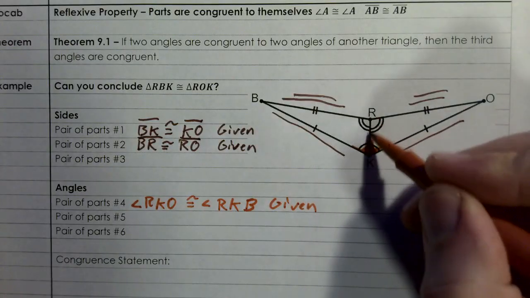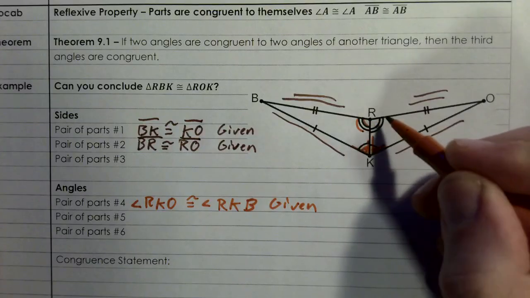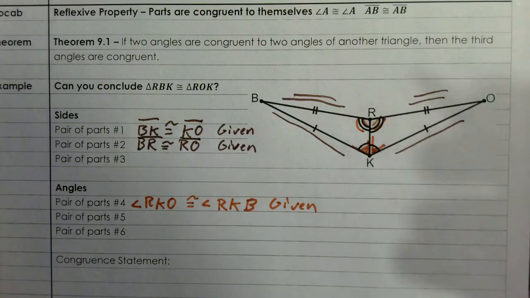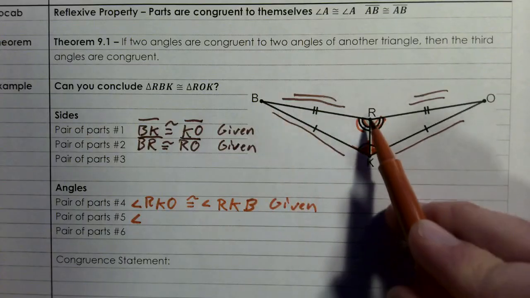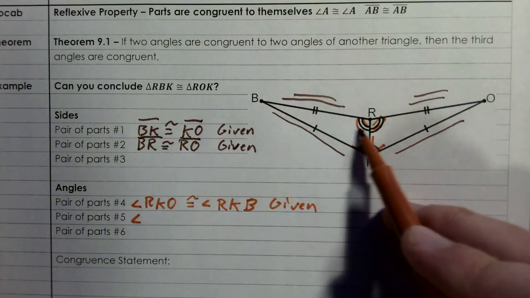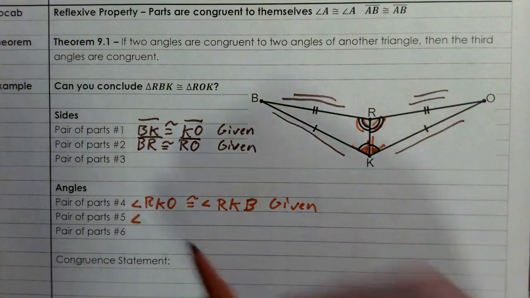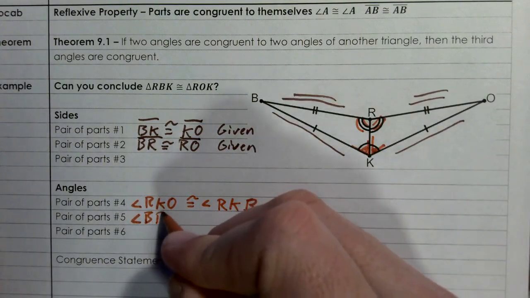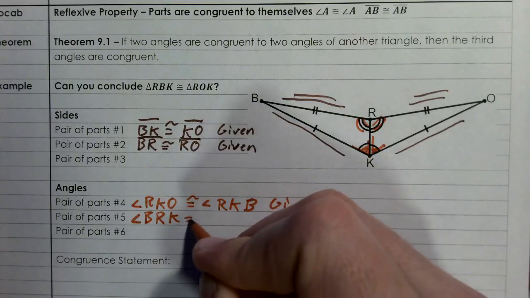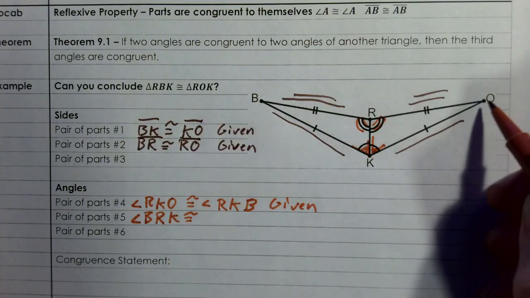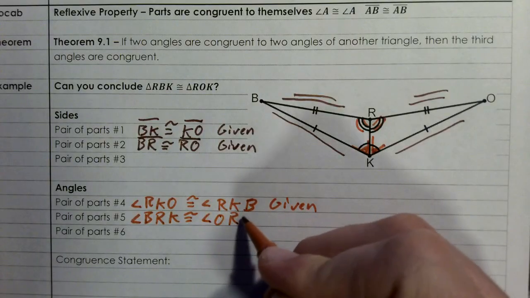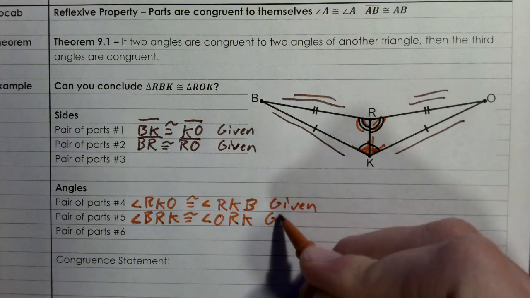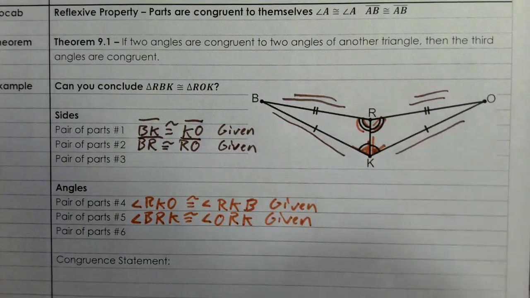I can do the same thing with angle R up here. So I know that these are congruent. They're just marked congruent in the diagram. So I can say that angle BRK, this angle right here is BRK, is going to be congruent to ORK. And again, that was just given. I just saw it in the diagram.